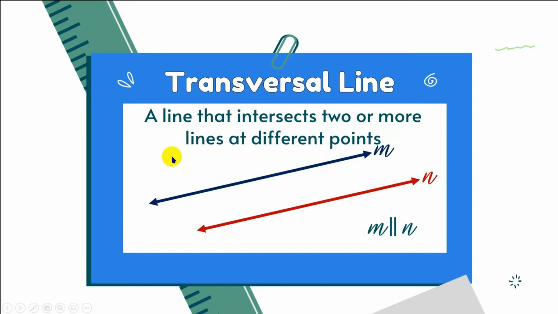So, again, kapag meron tayong another line na nag-intersect sa two or more lines, ang tawag natin doon ay transversal line. So, here we have line A as our transversal line. Okay? Remember that we have the parallel lines. They are the coplanar lines that do not intersect, while the transversal line is a line that intersects two or more lines at different points.